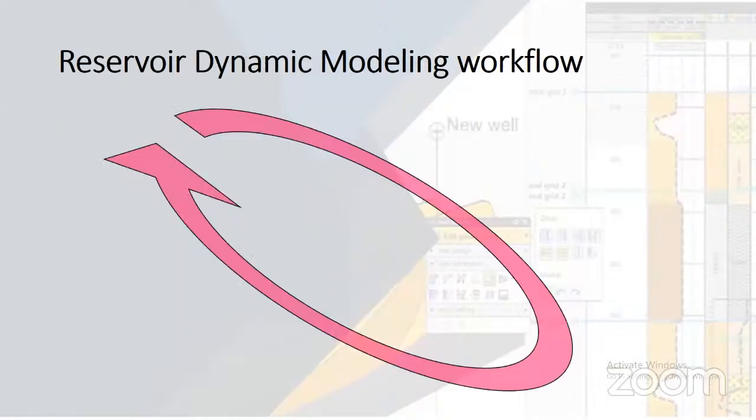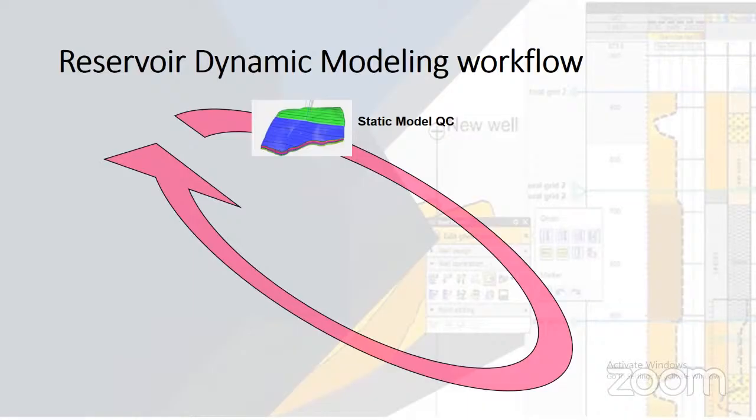Okay, so now we finished the static modeling workflow, and the static model was handed to the simulation engineer. The first step that the simulation engineer will do is to QC the static model, because if there are any mistakes that should be modified and we didn't modify them, these errors will affect the dynamic reservoir simulation.